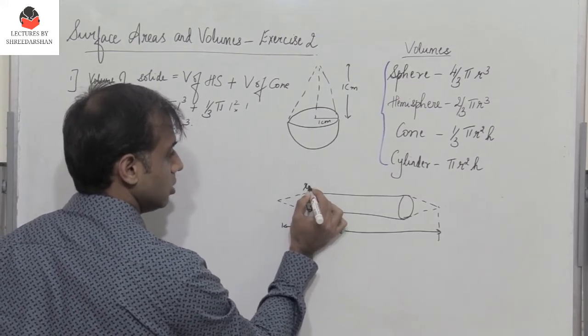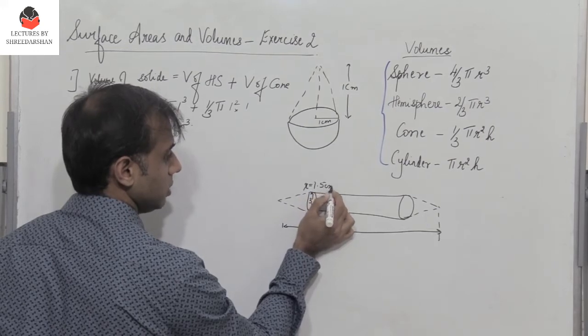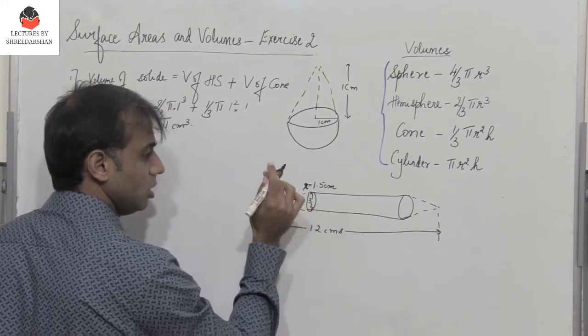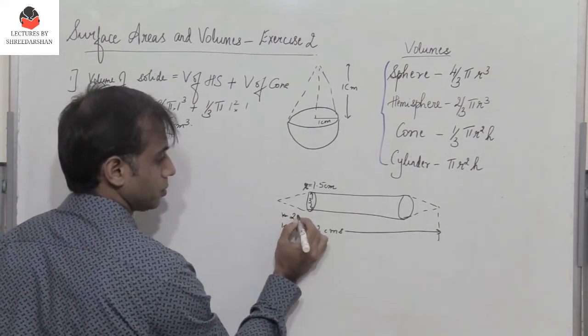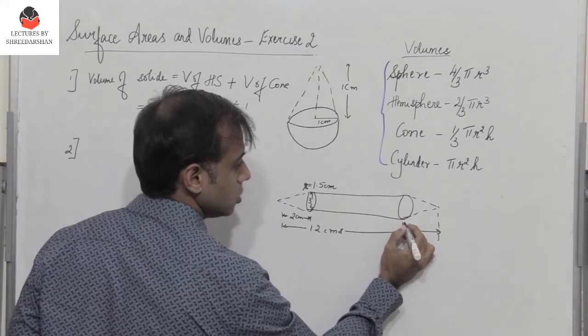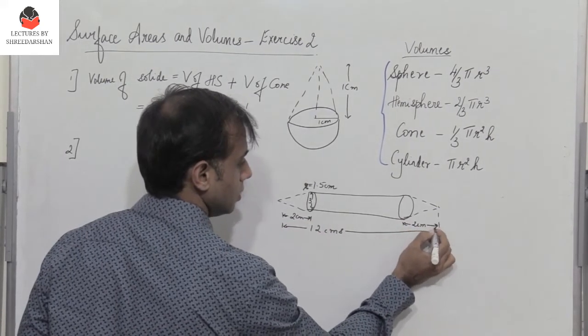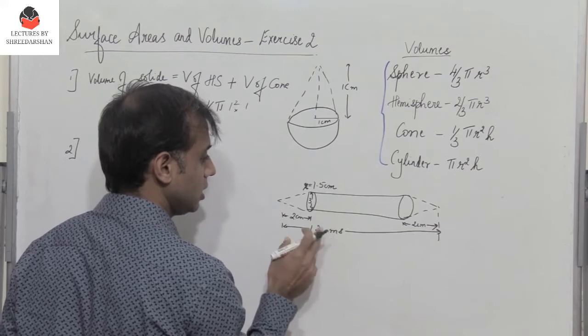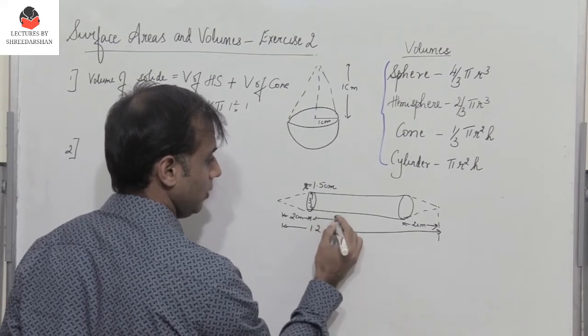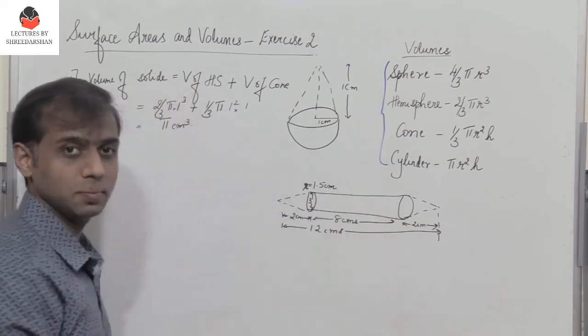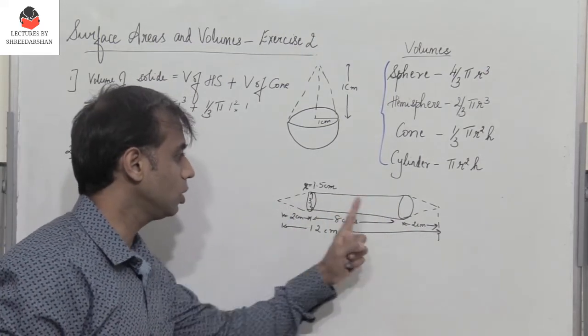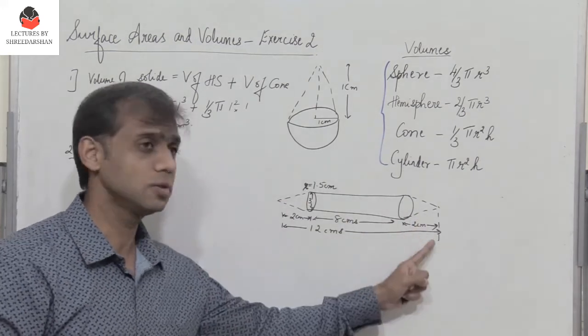So the diameter is 3, and the radius is 1.5 centimeters. Now each cone is of height 2 centimeters, so this is 2 and this also is 2. So what is the height of the cylinder? It is 12 minus 4, so you have 8. The volume of this solid is the volume of the cylinder plus the volume of one cone here plus the other cone here, and these two cones are identical.